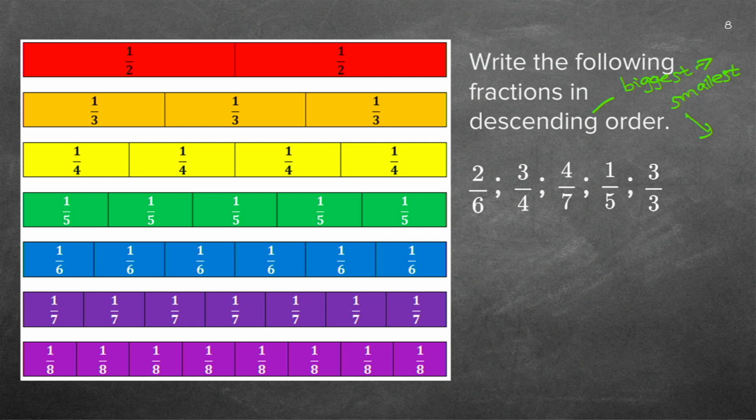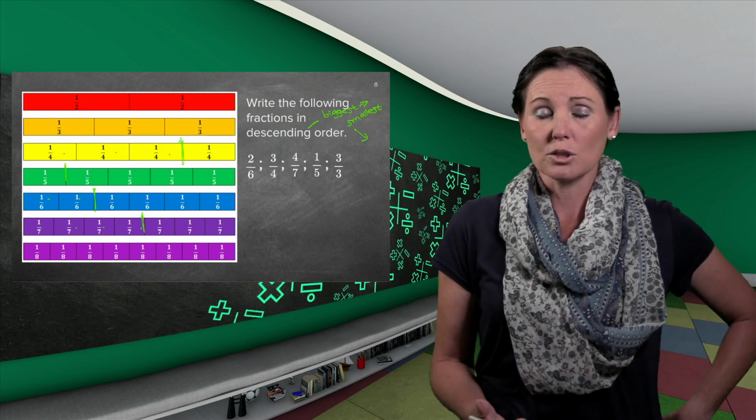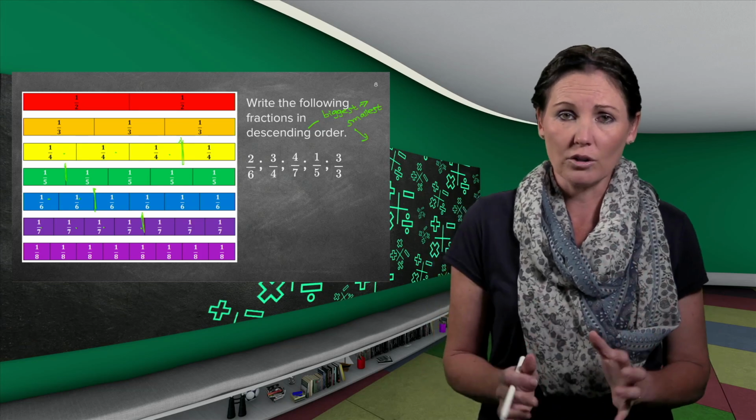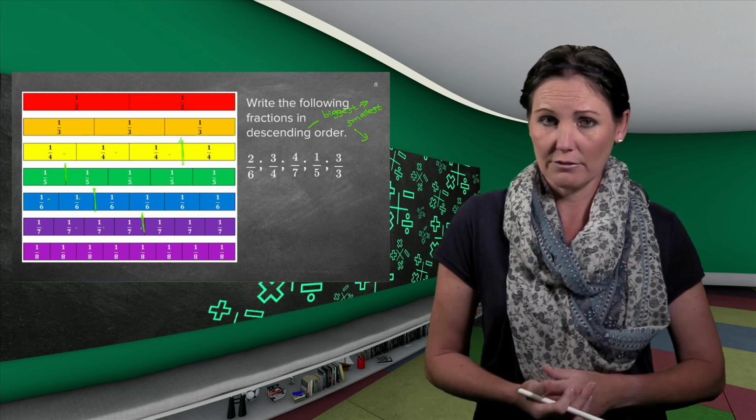2/6. Now I'm going to go and look for 2/6. 1/2. So this is 2/6. 3/4. 1/2, 3/4. So that is my 3/4. 4/7s. 2, 3, 4. 4/7s is where it ends. 1/5. There we go. And 3/3. Now we know that is equal to what? 1/2. So all the other parts are already divided up and they're not in a whole. So immediately I know 3/3 will be my greatest fraction.